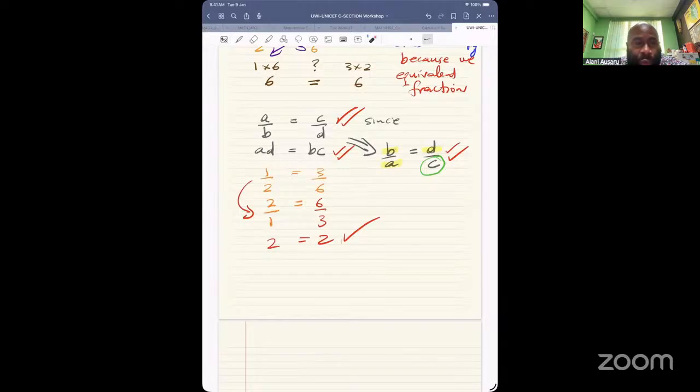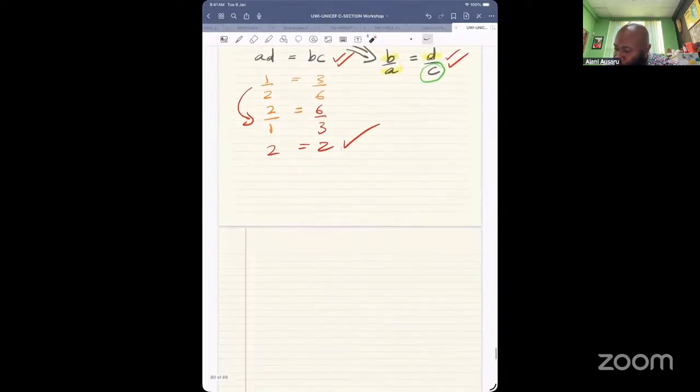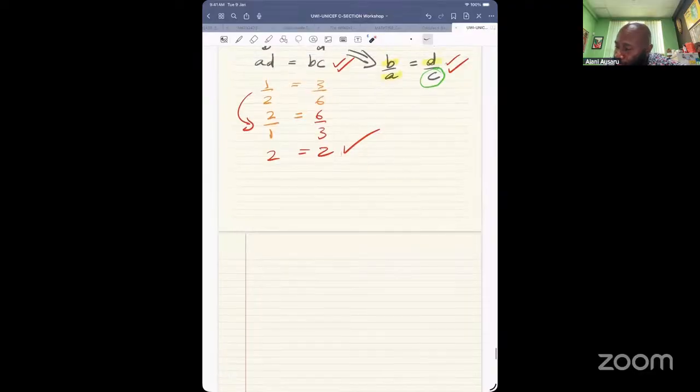And you will see that we're going to be using it in some of the problems that may pop up as we go along. All right. So again, I'm going to be doing the same thing, just writing it in different ways. So again, I'm going to write A over B equal to C over D.